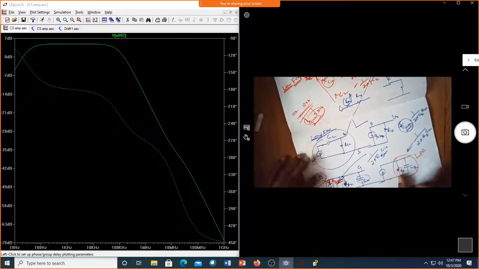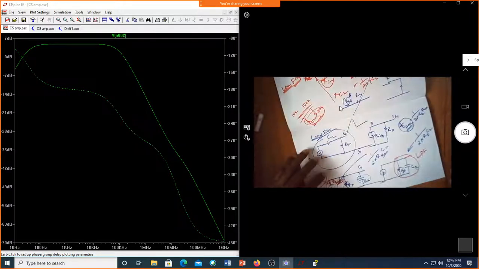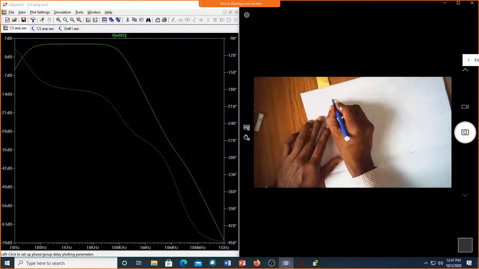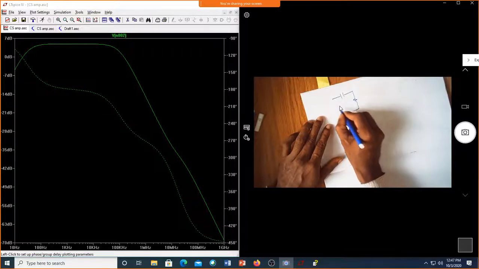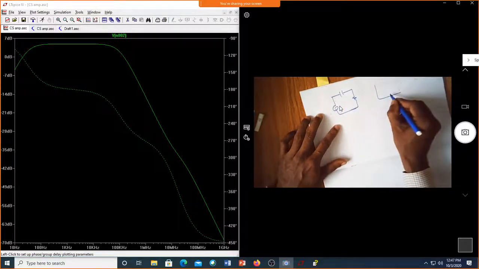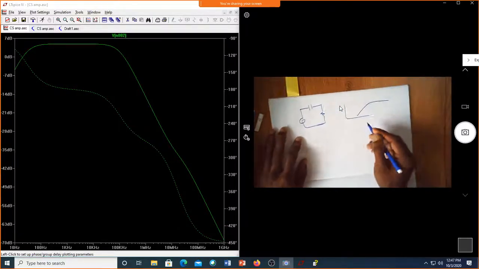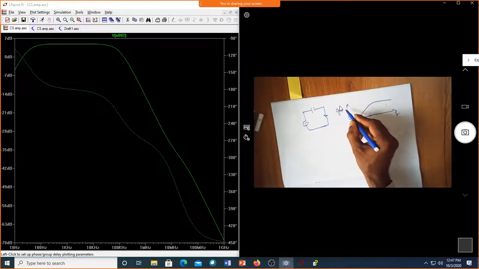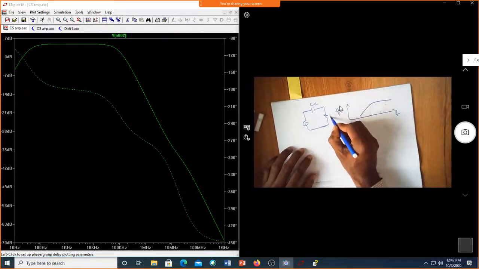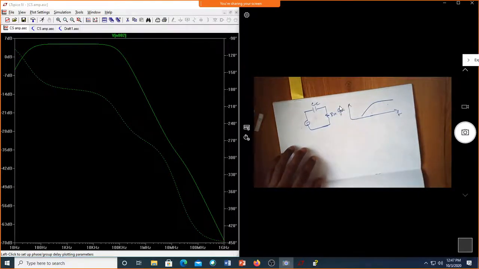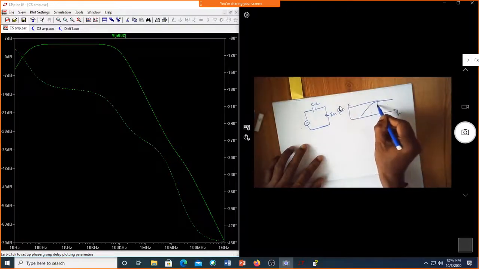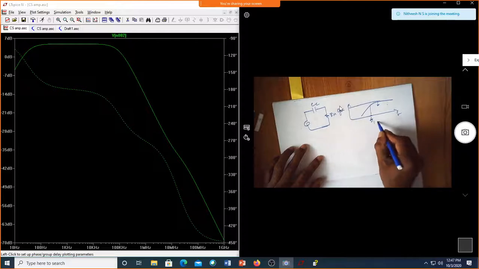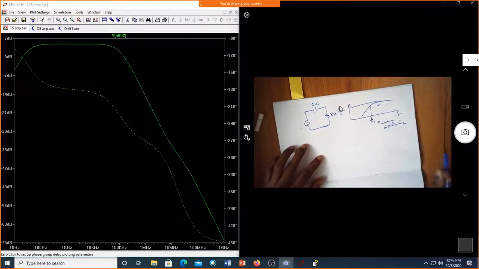Okay, let me write it for you. So we have one high pass filter. This is frequency, this is gain, this is CC, this is Rin. You come down by 3 dB. Note down this frequency, I'll call it F1. Is F1 equal to 1 over 2 pi Rin into CC?